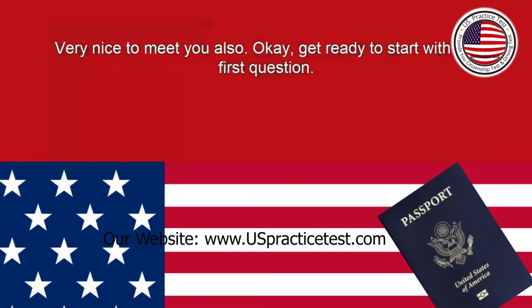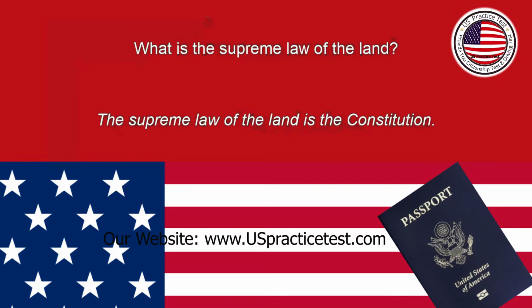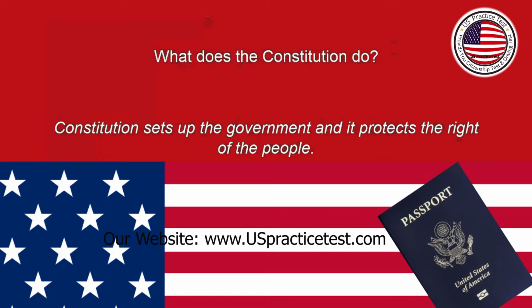Okay, get ready. Let's start with the first question. Name one idea found in the Declaration of Independence. The idea that all people are created equal. What is the supreme law of the land? The supreme law of the land is the Constitution. What does the Constitution do? The Constitution sets up the government and it protects the rights of the people.